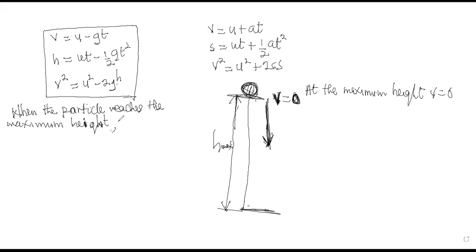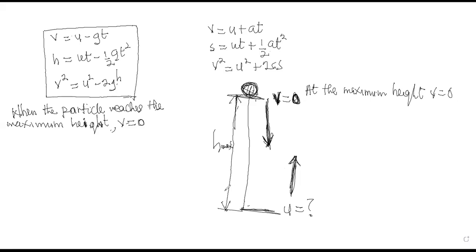So at maximum height, V is equal to 0. That is why its initial velocity U cannot be 0, because it must go up. But its final velocity will be 0, and it will be 0 at the point where it has been able to travel to the maximum height. Any question? Sir, please, what of when it's coming down? We'll look at downward motion afterwards. This is for upward motion.